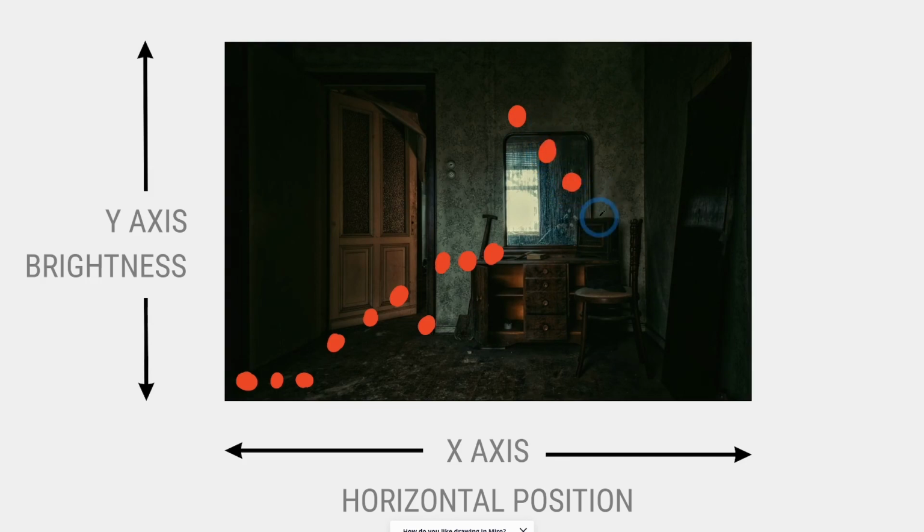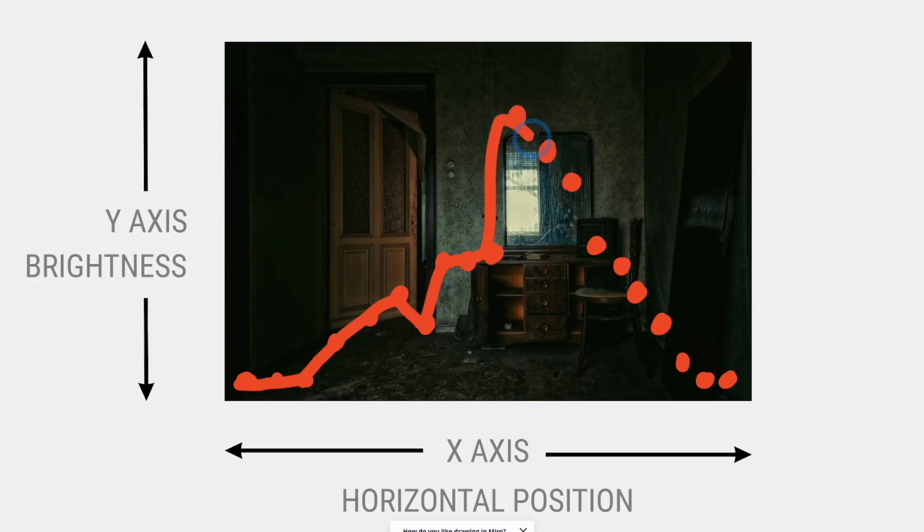Not so much. And then we're kind of back down to where we were. A little bit darker, a little bit darker, really, really dark. Okay. So now we have this kind of line that graphs how light or dark things are in the image as you go across. And this is basically what a waveform does.